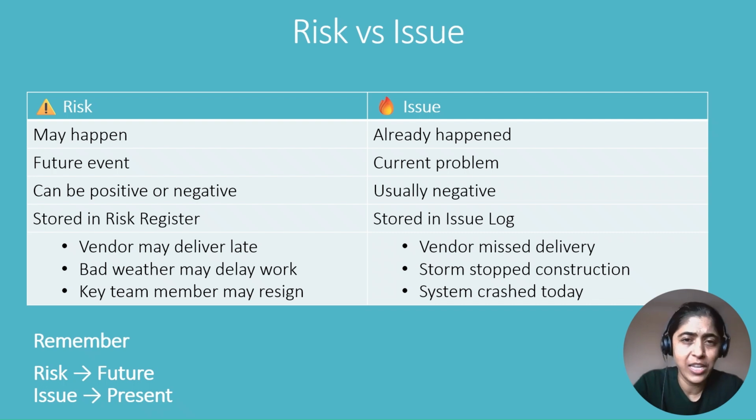And here is an easy way to remember: risk means maybe, and issue means it happened. A simple tip is that every issue may have started as a risk, but not every risk becomes an issue. A good project manager focuses on identifying risks early so that they can prevent them from turning into real problems.